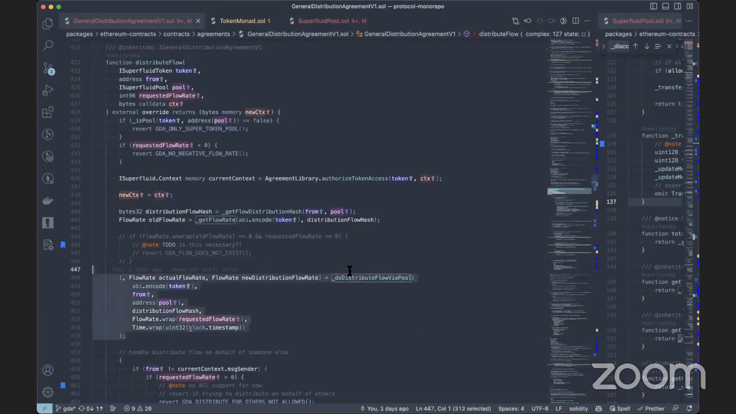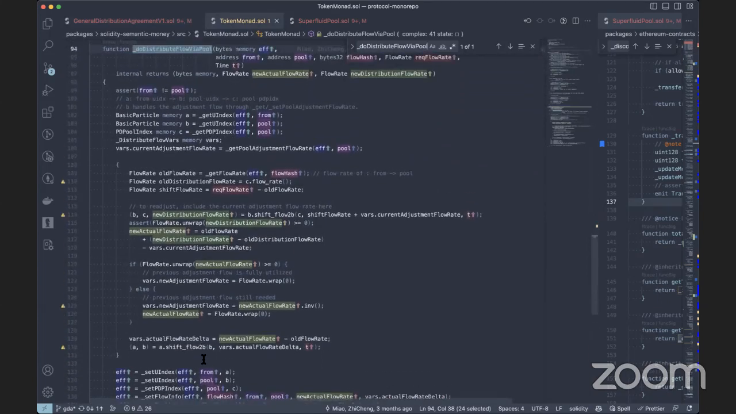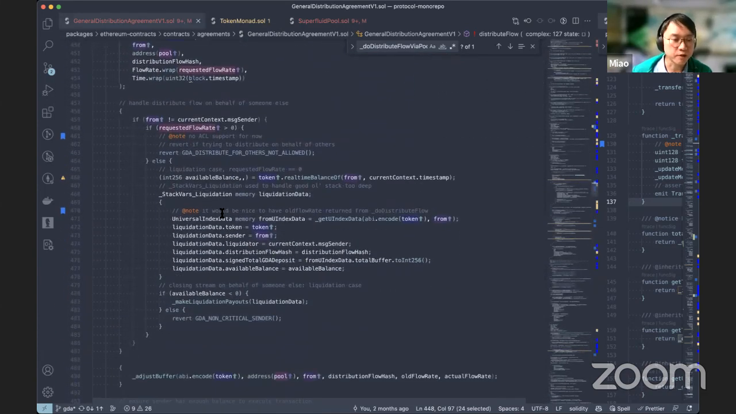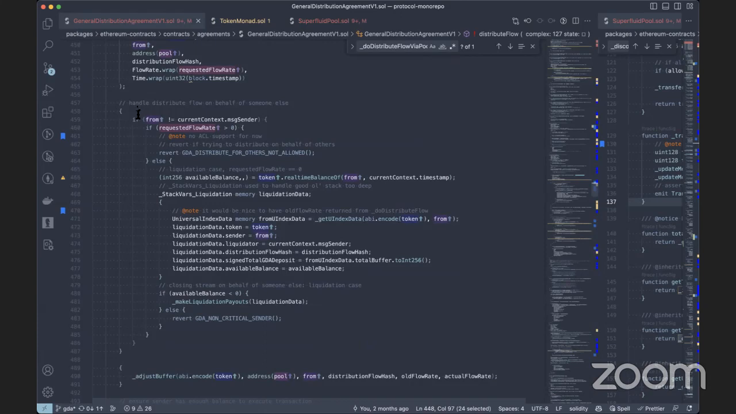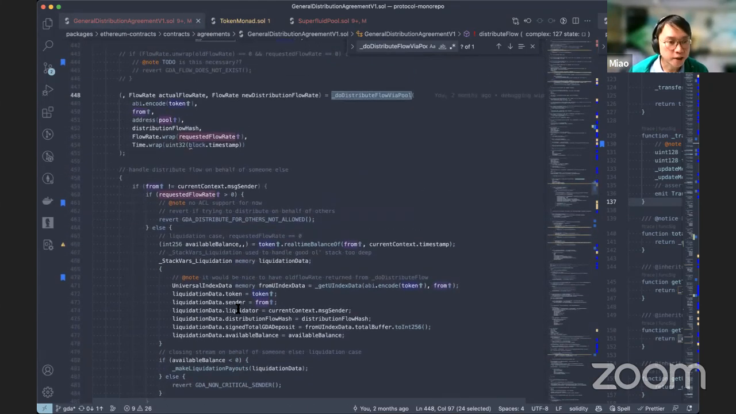Basically same thing as previously as to distribute. We're calling this do distribute flow via pool. This is a function defined in token monad. It's a bit more involved. I'm not gonna go over it now. I think that's probably for the next session. I think when we talk about adjustment flow, that's where we can find the time to go over that again. So that might be a design decision that we can at least document it, if not change it.